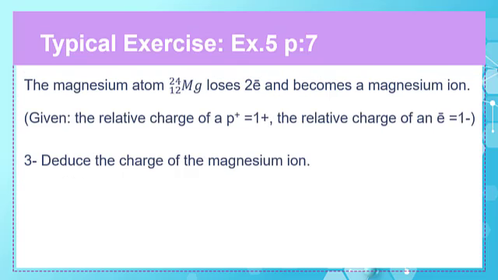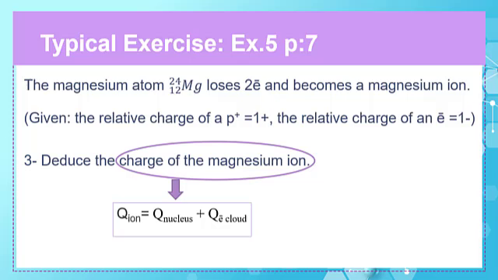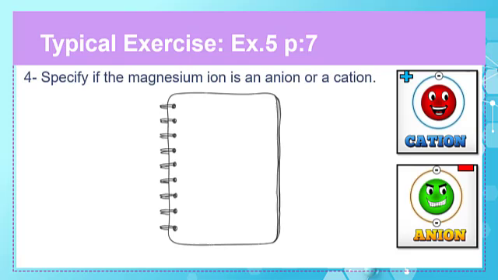Number 3. Deduce the charge of the magnesium ion. The charge of the magnesium ion, as a rule, is equal to the charge of the nucleus plus the charge of the electronic cloud. Both of these terms were calculated before, so the answer will be 12 plus 10 minus equal 2 plus.